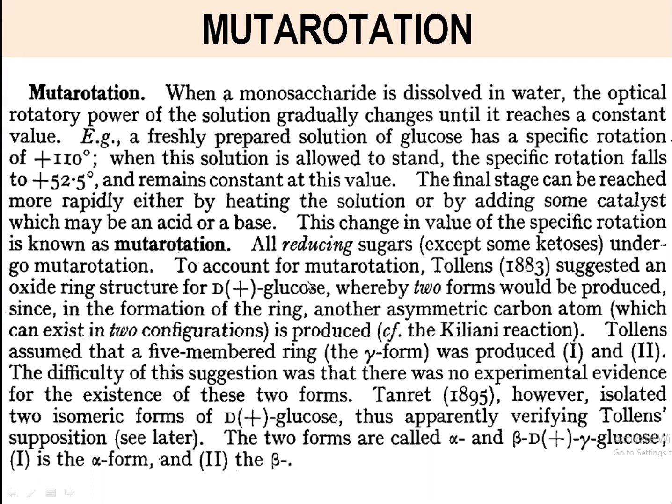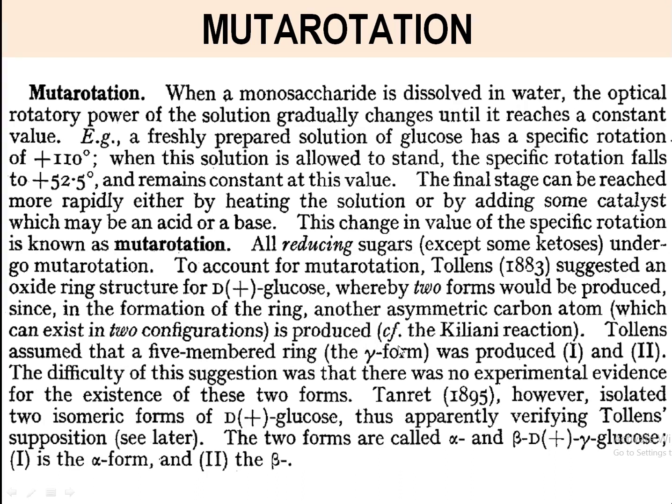Now, mutarotation can be explained on the basis of two forms of glucose, which are referred to as alpha glucose and beta glucose. As you can see, from 1883 to 1895, many experiments were carried out to account for mutarotation. The first was by Tollens, who suggested an oxide ring structure for glucose, whereby the two forms were produced.